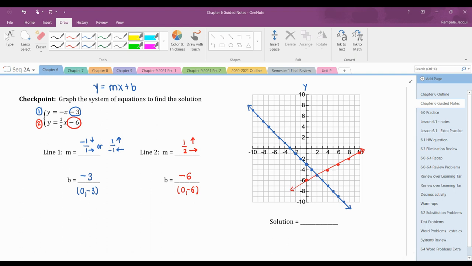So that's all I need to figure out my final answer. So my final answer is this ordered pair. Ordered pair is written in parentheses. My x value, because that goes first, would be positive 2. But then notice that my y value would be negative 5. And there is my solution.